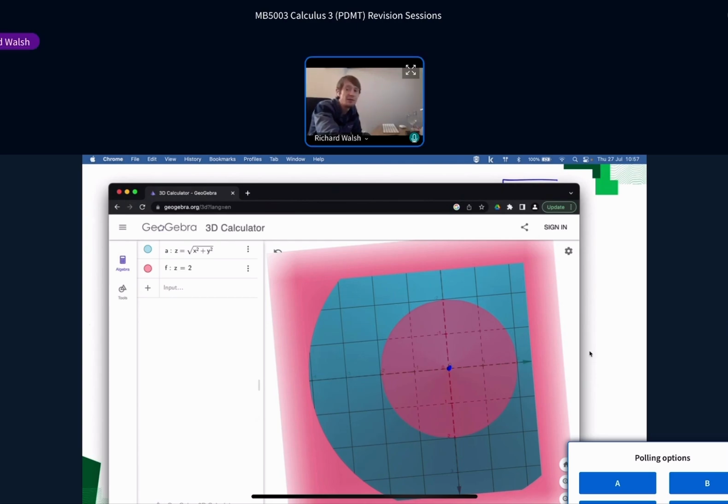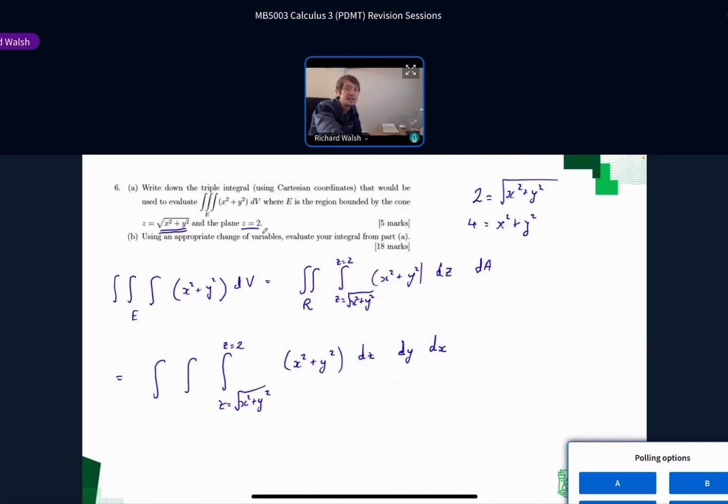But mathematically, we can find that by just intersecting the plane z equals 2 with z equals the square root of x squared plus y squared. So just let 2 equal the square root of x squared plus y squared, and that will be the equation of your circle. So area, dA, is the same as dy dx or dx dy, whichever.